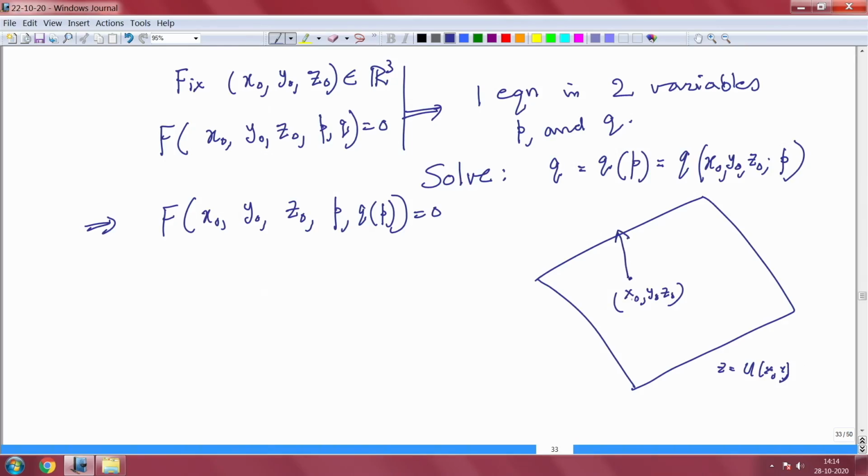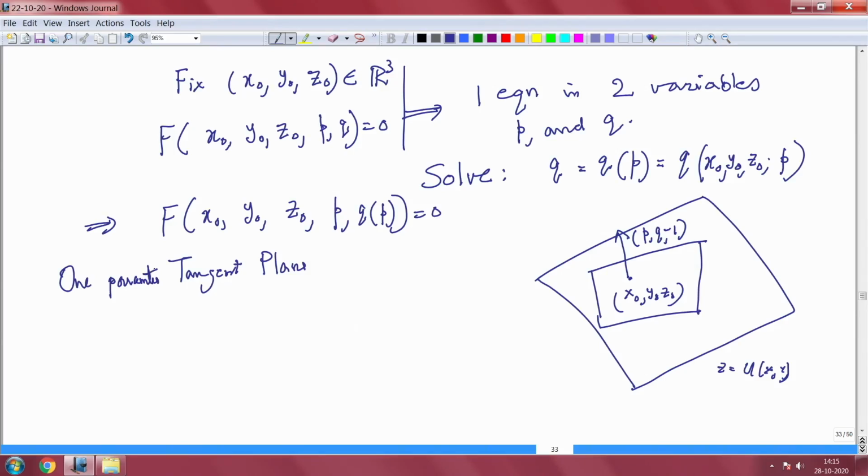Here x naught, y naught, z naught is an arbitrary point, and if you think that these are all known, its derivative gives the normal; p, q, minus 1 is the normal. This was the picture again. So, once you have a normal, there will be a tangent plane. You have a one parameter family of tangent planes.